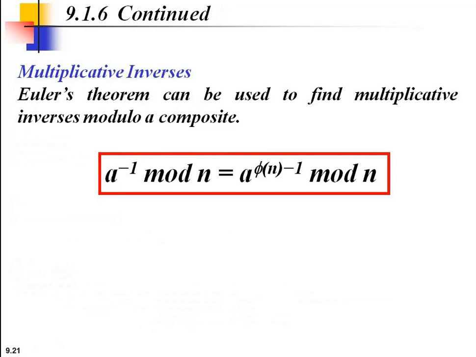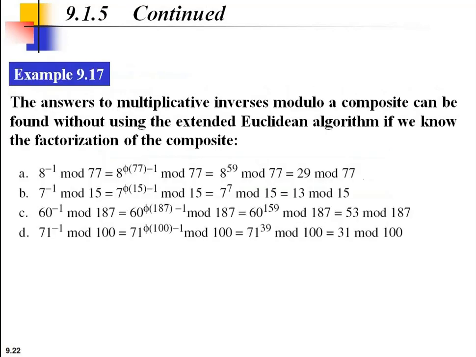Similarly, we can compute multiplicative inverses using Euler's theorem. Euler's theorem can be used to find the multiplicative inverse like this: a inverse mod n is equal to a to the power phi(n) minus 1 mod n. These are some of the examples of using Euler's theorem to replace the extended Euclidean algorithm.